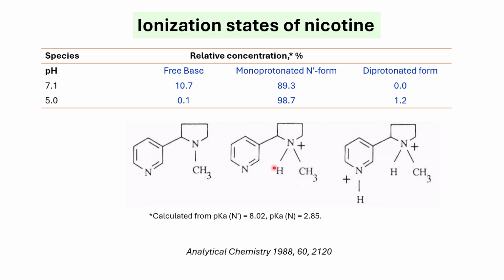Let's take a look at the ionization states of nicotine. If you put it in solution at different pHs, it can exist in three forms: as the free base, which you see on the left, as the monoprotonated form, and the diprotonated form. You have to go to a very low pH to get an appreciable amount of the diprotonated form. But the pH will govern what ionization state the nicotine is.